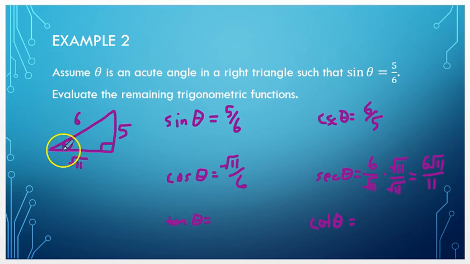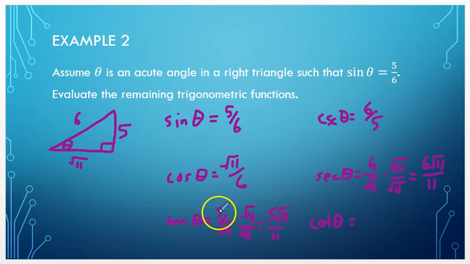And then the rule for tangent is opposite over adjacent. So my opposite side is 5, and my adjacent side is square root of 11. But since I have my radical in the bottom, I need to rationalize this again. So multiply top and bottom by root 11. And instead leave your answer as 5 root 11 over 11. Again, the 5 and the 11 don't have anything in common, so just leave it in that form.